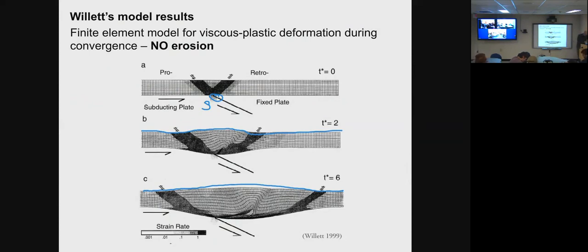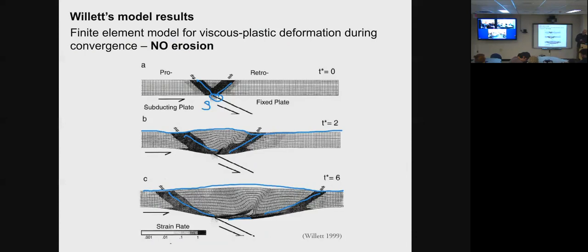We start with the general pop-up structure that was predicted by the simple sandbox model of Jacques Malavieille. We end up culminating into a large plateau zone, with two different critical wedge angles on either the pro wedge and the retro wedge. So that's essentially replicating exactly what we talked about before the break.